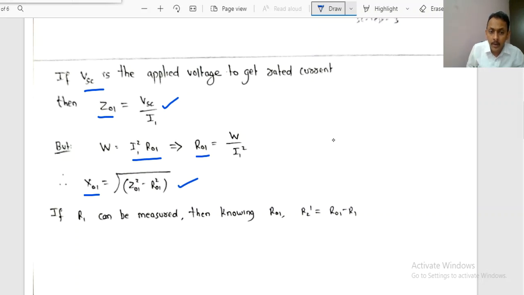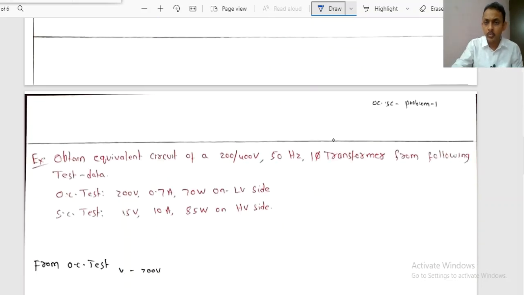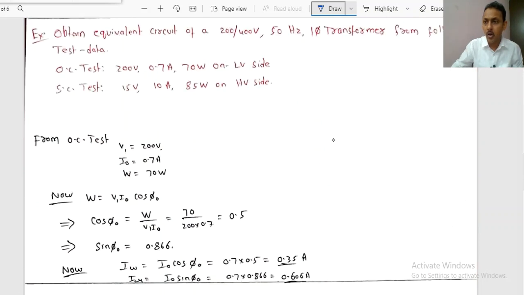Right now, if we can measure, R1 is measured, and now by knowing R01, R2 dash is simply given by R01 minus R1. Now if you do a small example, we will better understand how to calculate all those things, right?